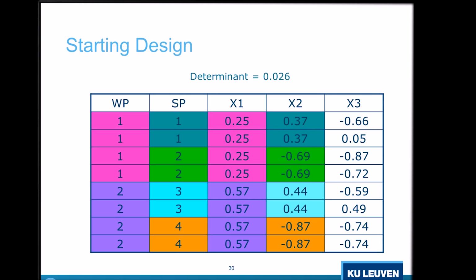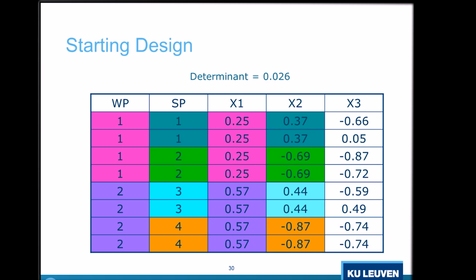You can see for x1, that's the very hard to change factor, that I only have two levels here, 0.25 and 0.57. Those are random levels for the two independent settings of the very hard to change factor. For x2, I have four random settings for the four independent settings of that factor. And for x3, the easy to change factor, the subplot factor, I have 8 random values.